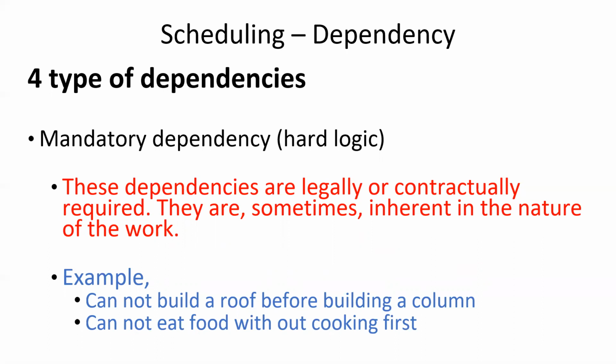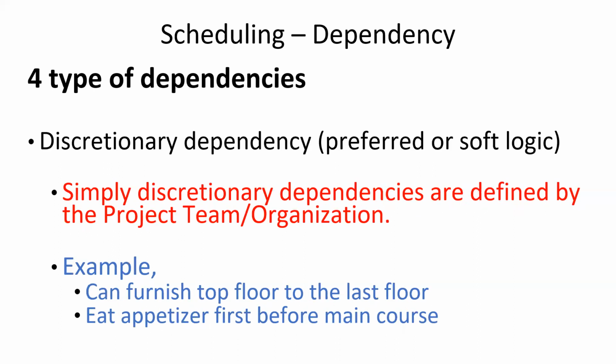Similarly, a very basic and naive example would be that you cannot eat food without cooking it first, right? You have to have some food in front of you to cook it. So these are mandatory, hard logic dependencies. Similarly, there's something called a discretionary dependency, which is also known as preferred or soft logic.